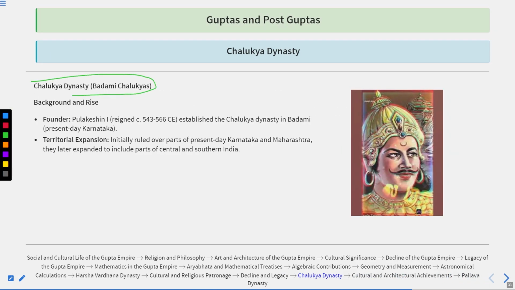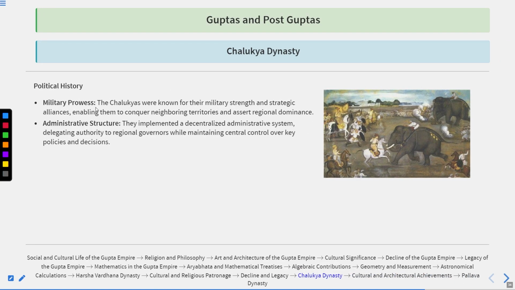After this, now we have the Chalukya dynasty. That was founded by Pulakeshin the first, who established the Chalukya dynasty in Badami, in present-day Karnataka. Initially, he ruled over parts of present-day Karnataka and Maharashtra, later expanding to parts of central and southern India. If we talk about military power, the Chalukyas were known for their military strength and strategic alliances, enabling them to conquer neighboring territories and assert their regional dominance.